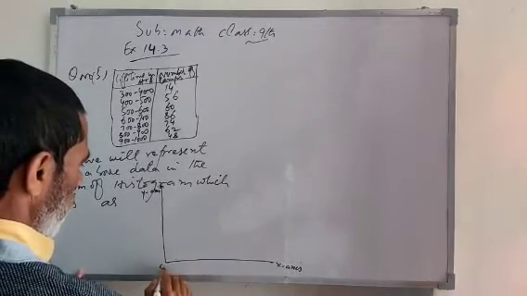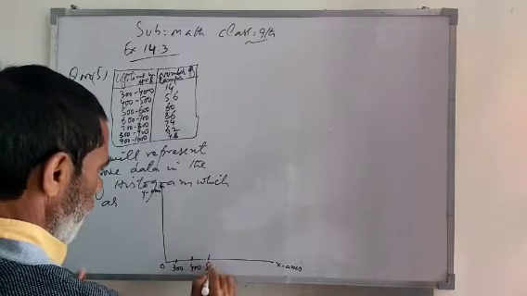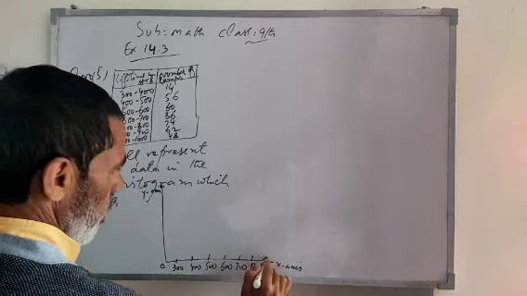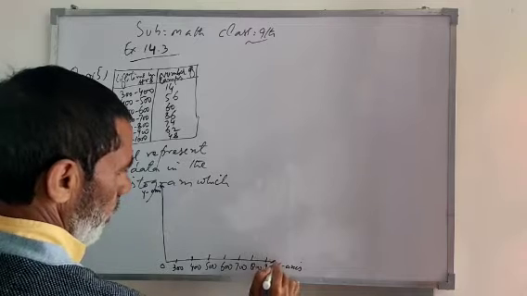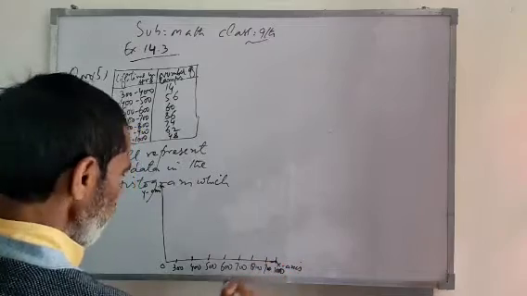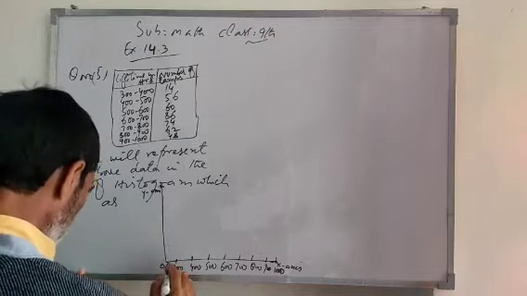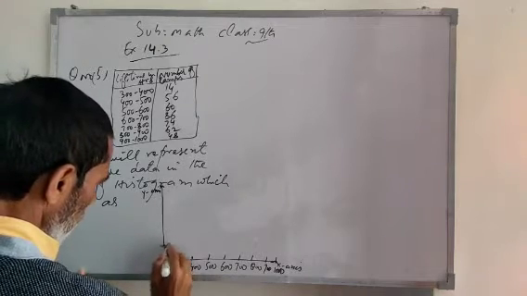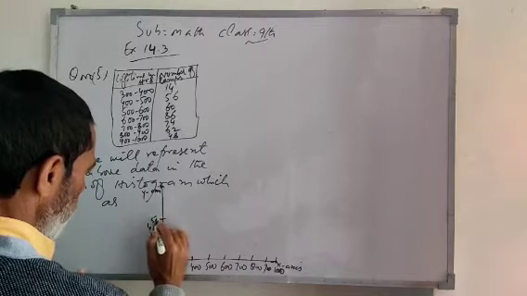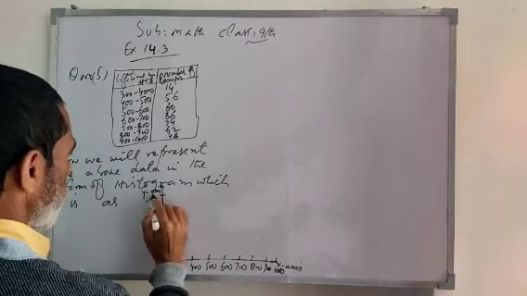This is origin. This is first unit: 300, 400, 500, 600, 700, 800, 900, and 1000. Along y-axis we will present frequencies, taking first unit as 10: 10, 20, 30, 40, 50, 60, 70, and 80.